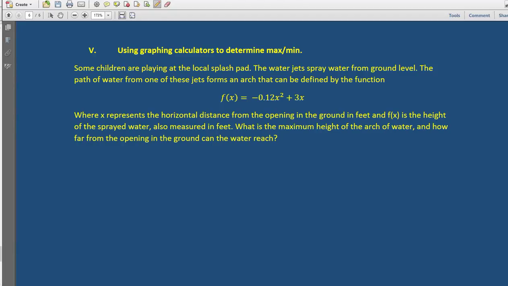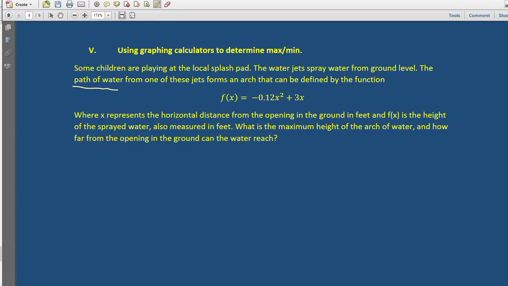The last section in our first set of lessons here is using the graphing calculator to answer questions about a word problem using a parabola. So in this one here, we're given the equation to describe the path of water that is taken from the jets.